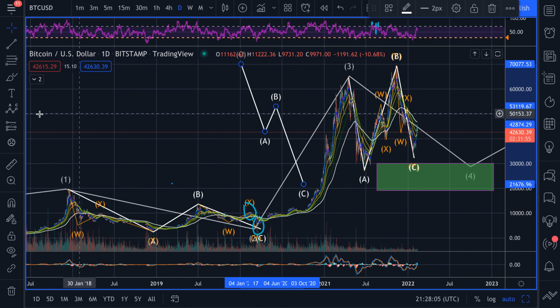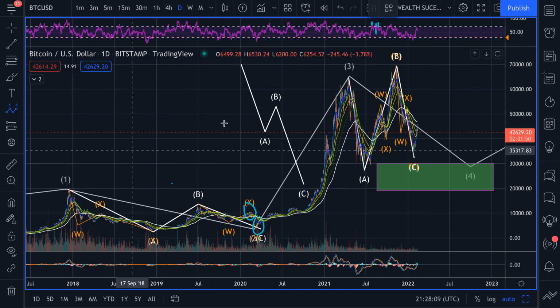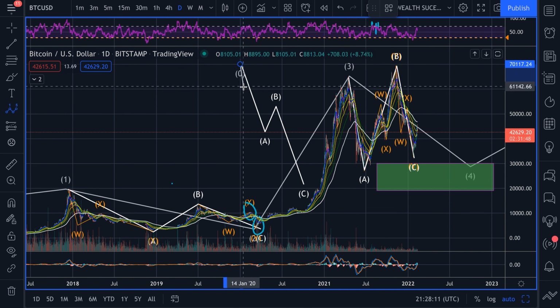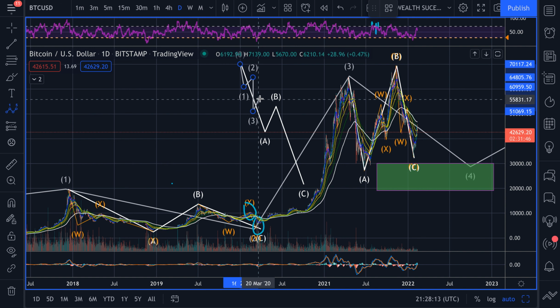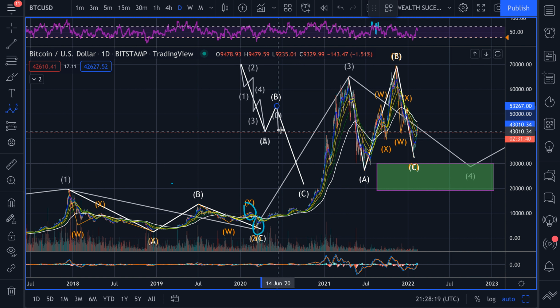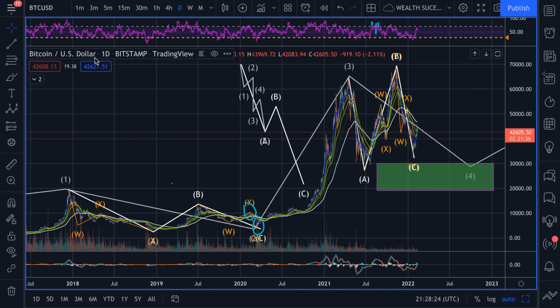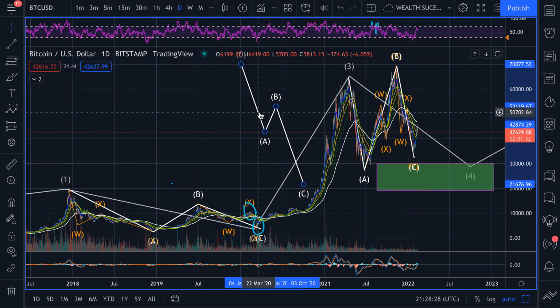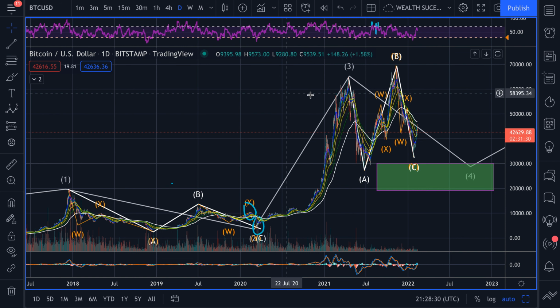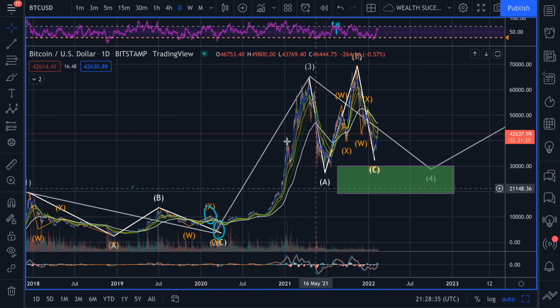Oh, by the way, this zigzag, the interior waves, the subwaves are 5. And then 1, 2, 3 is the middle one, and then 5 again. Something like that. So there is a method to this madness, and it's all based on human psychology.